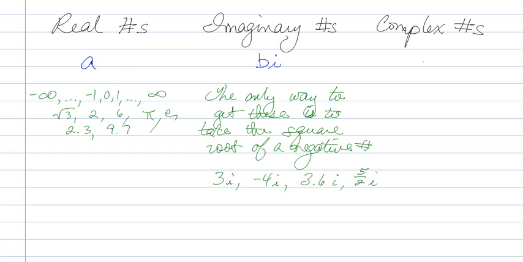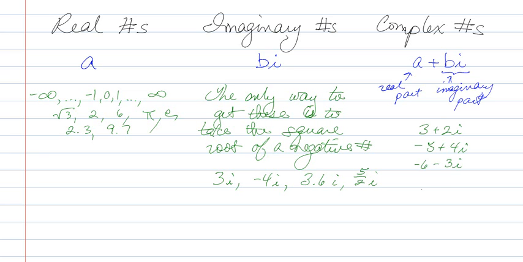Finally, we can have what we now call our complex numbers, which has a real component and an imaginary component. So you'll have something like a plus bi. It'll have a real part, and it'll have an imaginary part. So these will look like 3 plus 2i, negative 5 plus 4i, negative 6 minus 3i, 2 minus 7i, something like that. You're going to get these, if ever, by solving the quadratic formula. We'll do that next time.